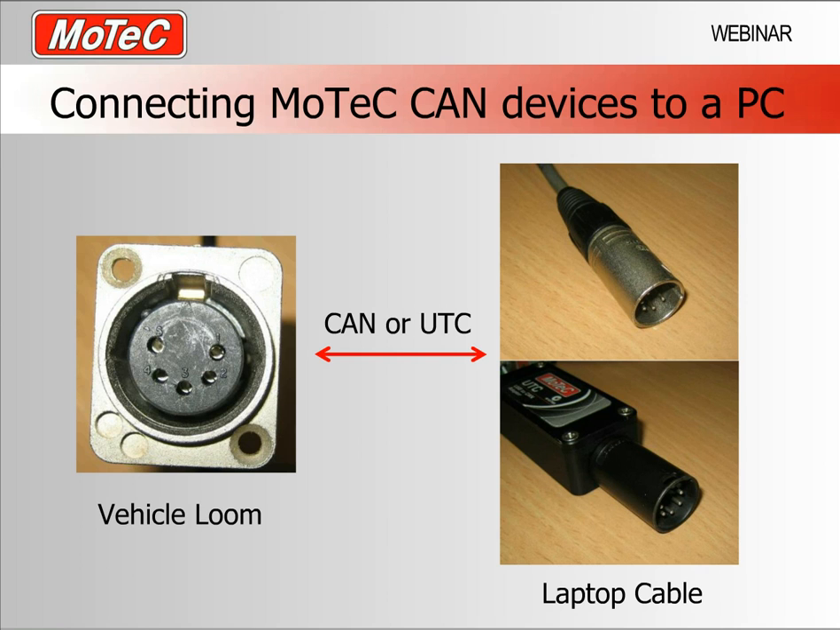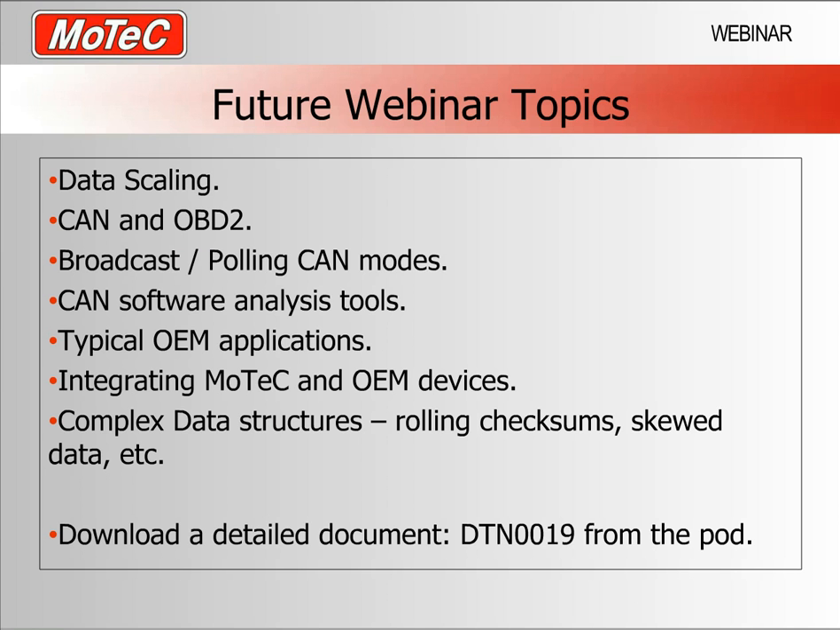Normally on the vehicle, what we have is a 5-pin plug. These are called XL connectors or Canon connectors. And so our UTC has that as a 5-pin male plug there. And then on the vehicle, we have a 5-pin female, which allows us to connect either type of CAN cable into a PC.